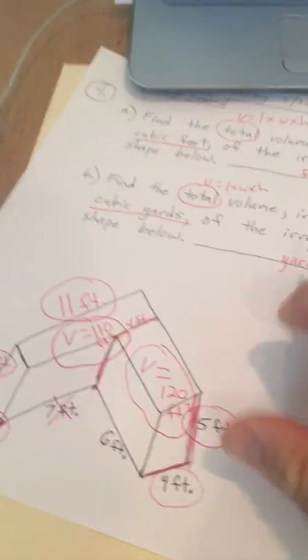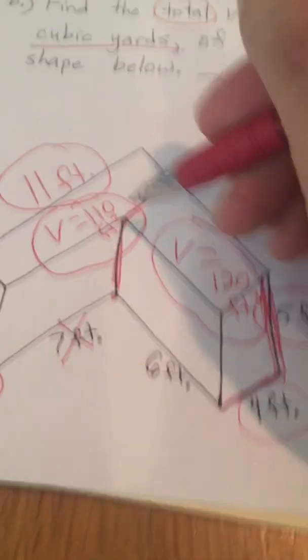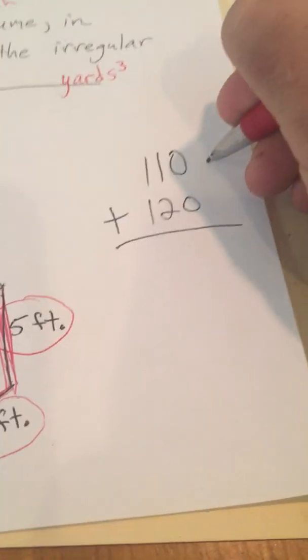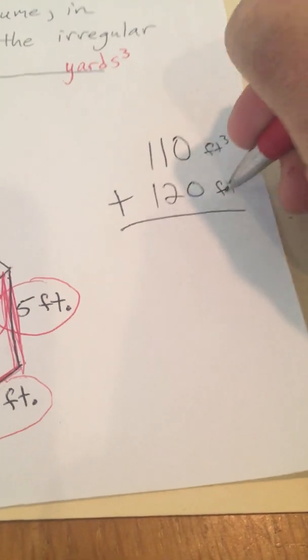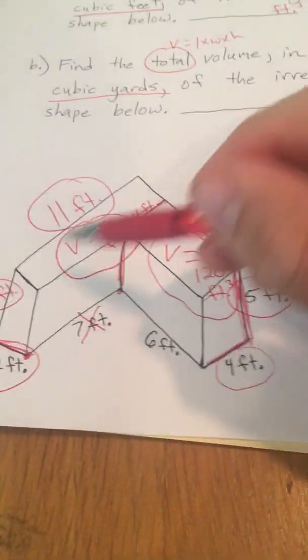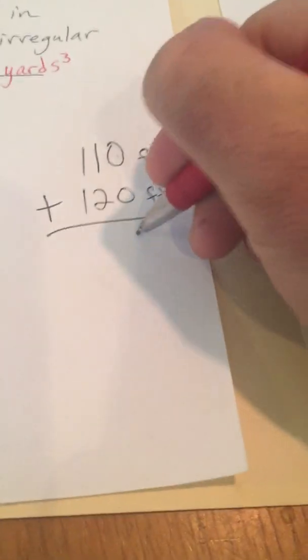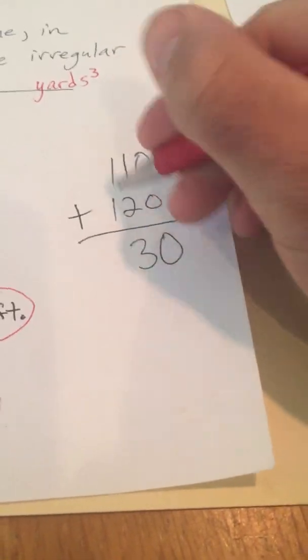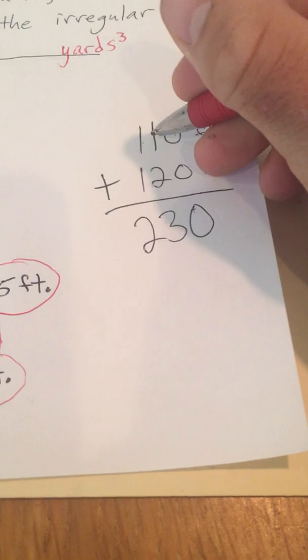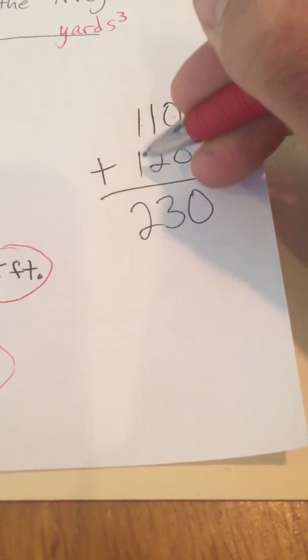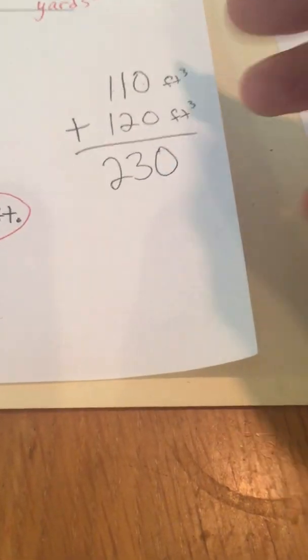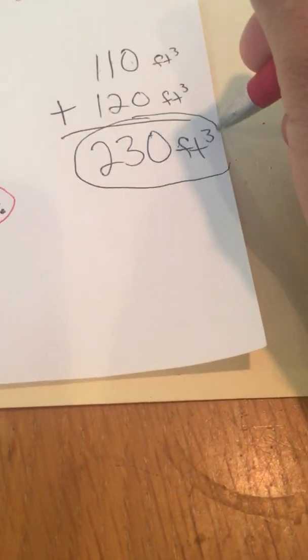So now we have this section is 110 plus this section is 120. This is cubic feet and this is cubic feet. So we're doing cubic feet plus cubic feet. 110 plus 120. 0 plus 0 is 0. 2 plus 1 is 3 tens. And 1 plus 1 is 2 hundreds. So we have 230, and cubic feet plus cubic feet is just cubic feet.